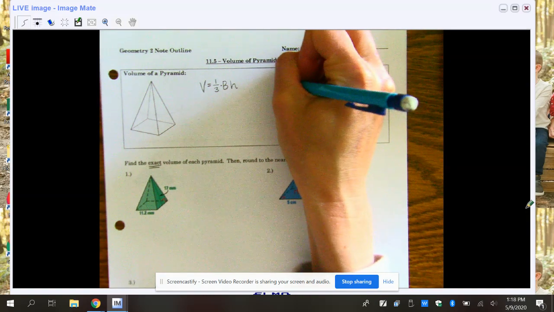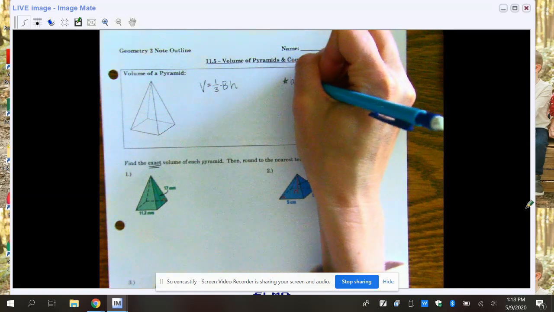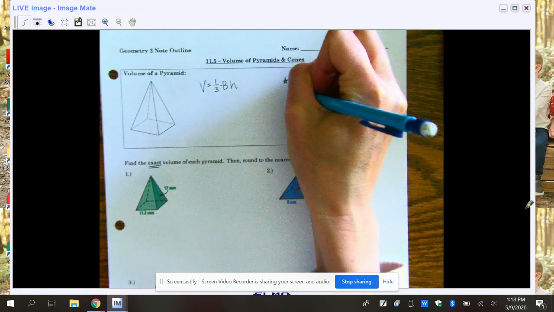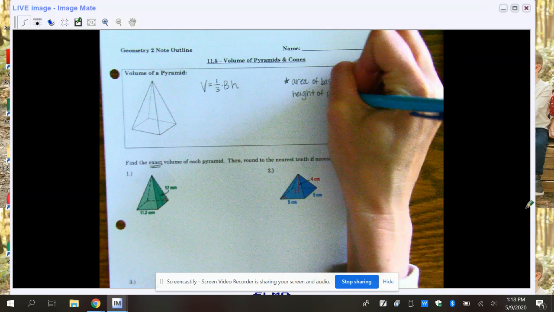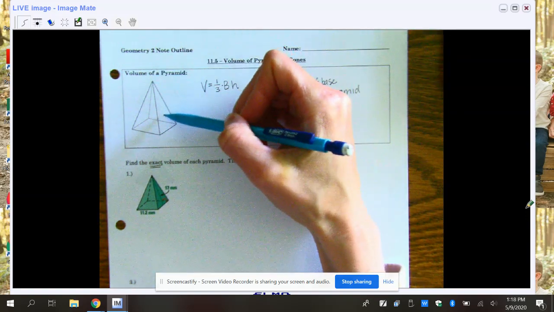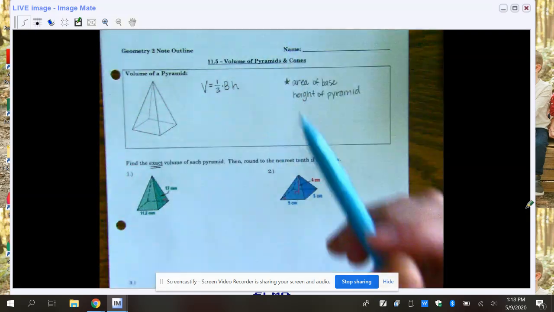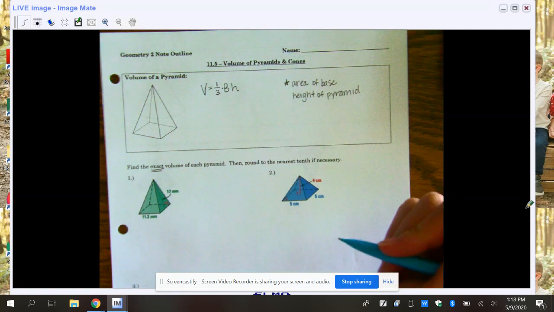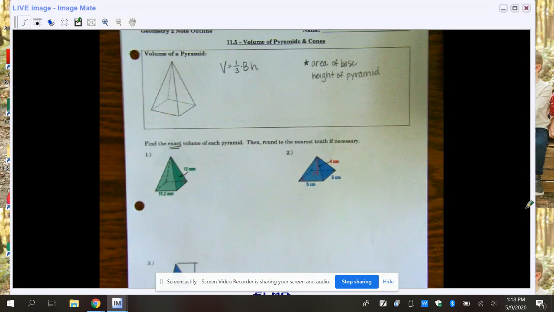So again, the things that you need to know are the area of the base and the height of the pyramid. Unlike surface area, we don't need to know the slant height. We do not need to know the area of the lateral face, but we may need to use that if you're not given the height, using the Pythagorean theorem to find that height.